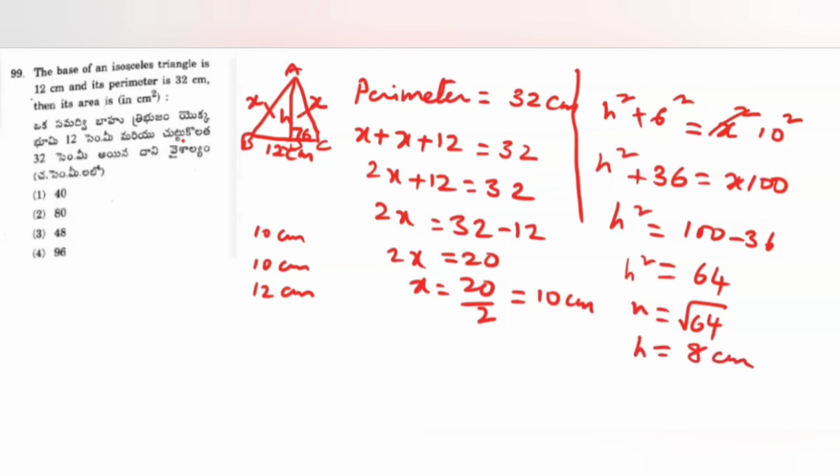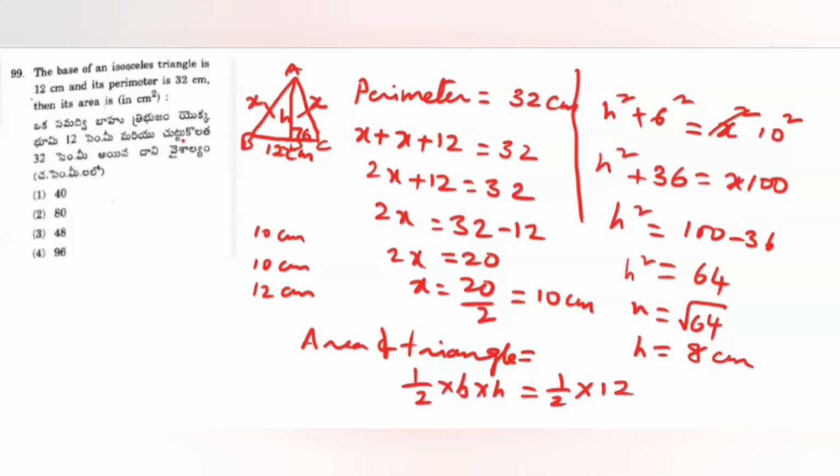Now we need to find the area of the triangle. Area of the triangle is equal to half into base into height. So half is half, base is 12, h we just found is 8. So cancel out 6, 6 8s are 48. So 48 centimeter square is the area of the triangle. So our option is 3. So this is your answer.